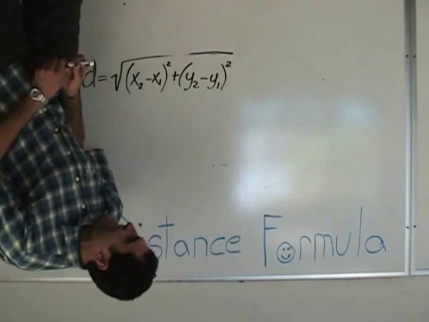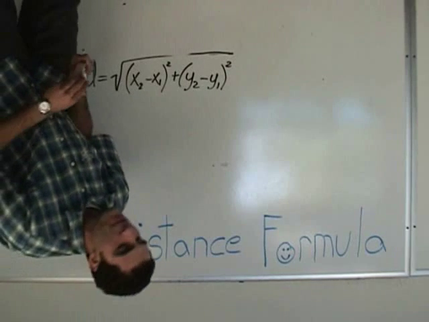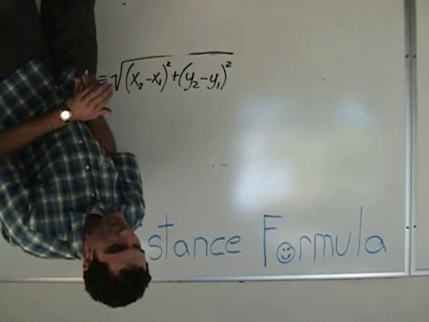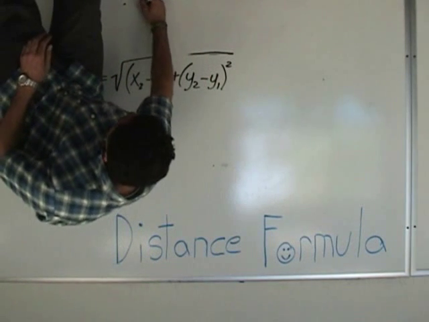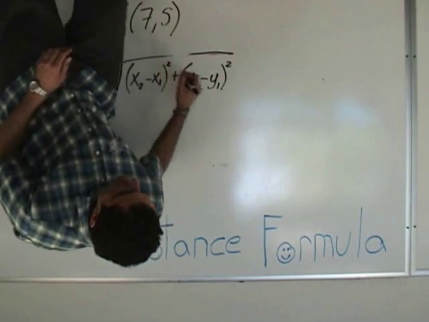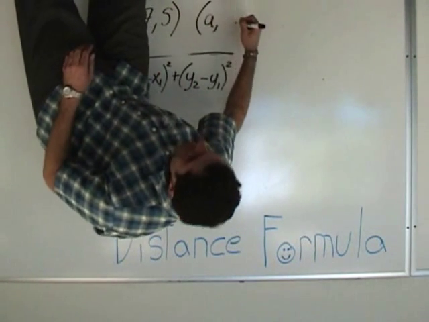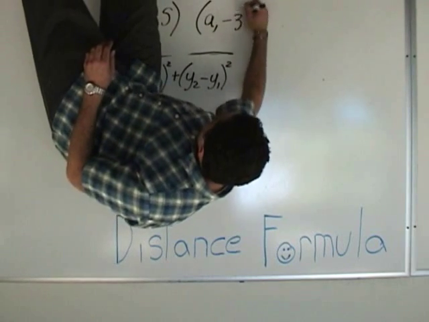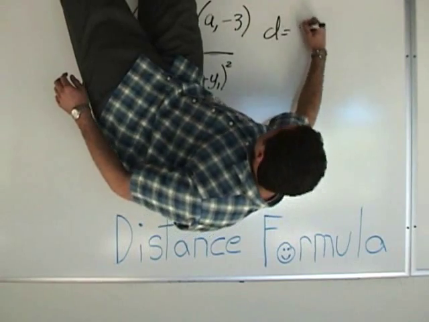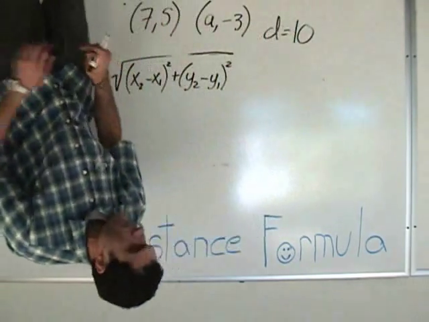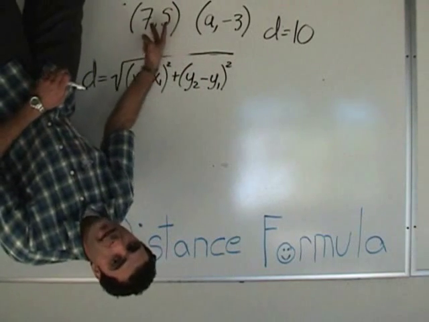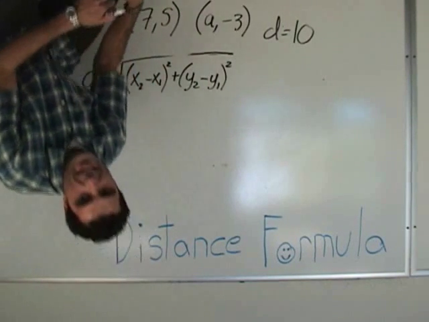Now we're done. Okay, now what if they give you the distance and leave off part of the point? I'll tell you what I mean. First point, 7, 5. Second point, a, negative 3. And the distance given is 10. Ooh, and this one's different. Before they gave us 2 points, right?